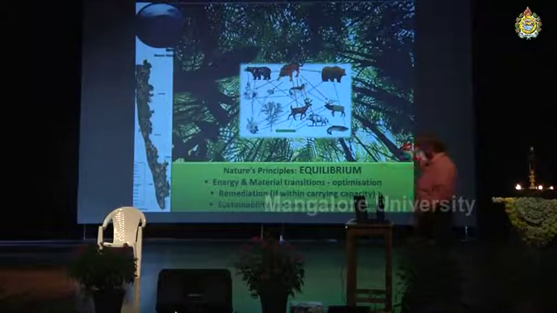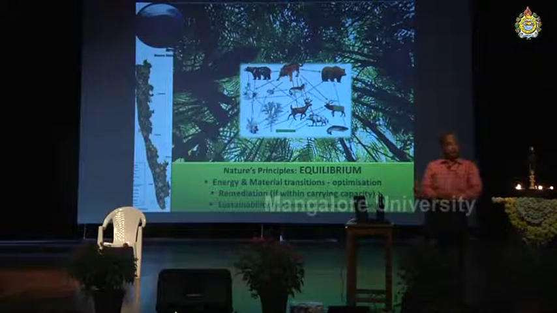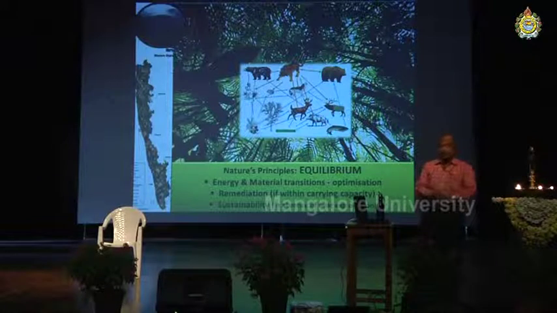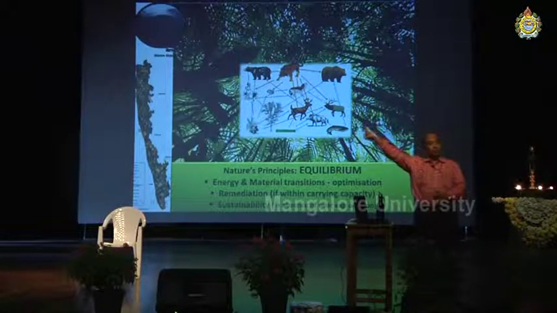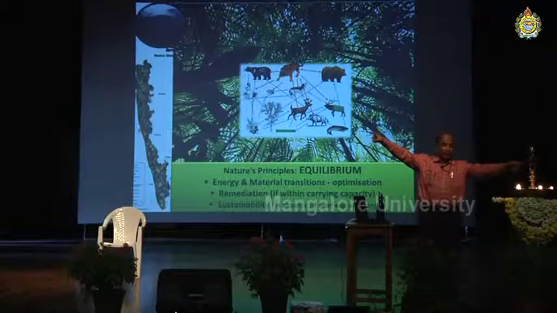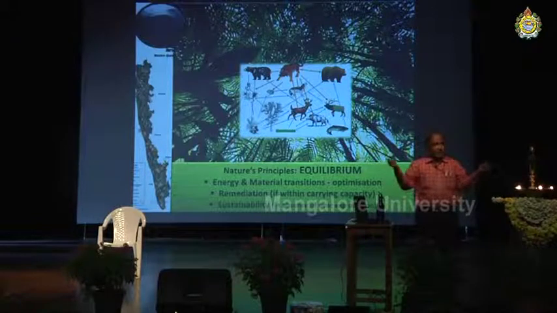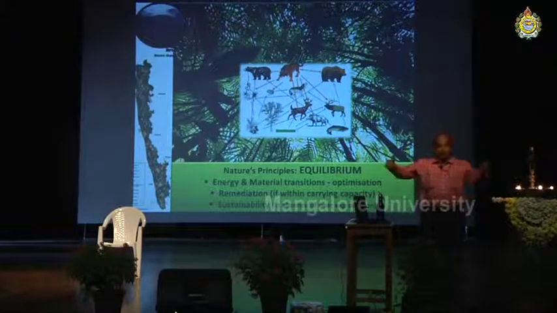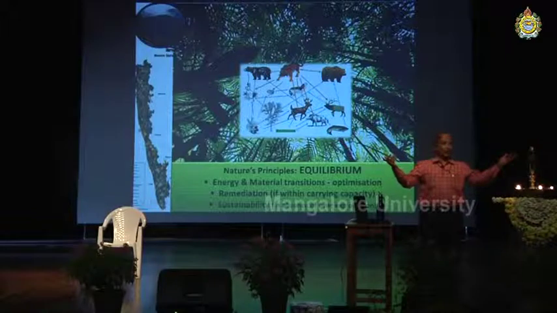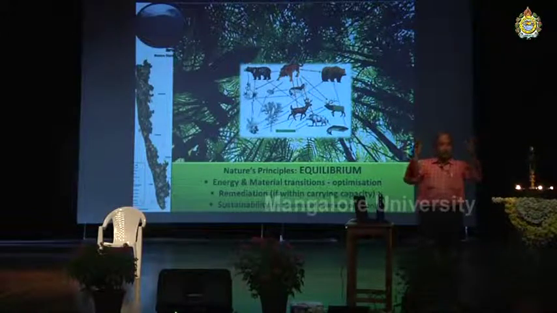Now that is what you need to understand: energy and material transition in nature. Then remediation is another thing you should know. You will see people washing clothes somewhere in the river. At the other end, people are collecting the water for their drinking purpose. You just go and test the water. You will see that the water they are collecting, when it is flowing, is not contaminated at all, as long as you do not cross the threshold.